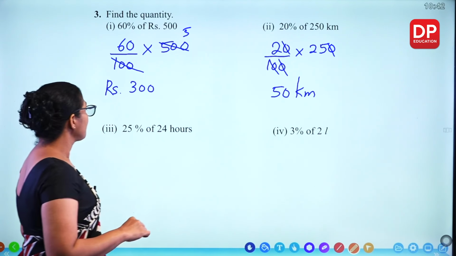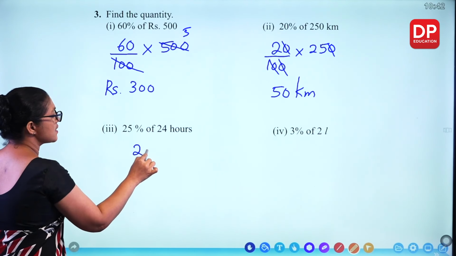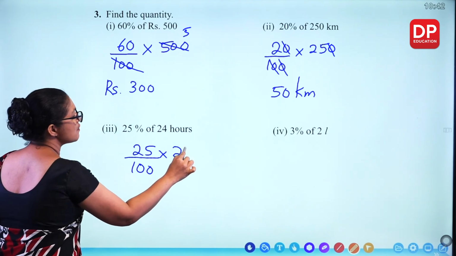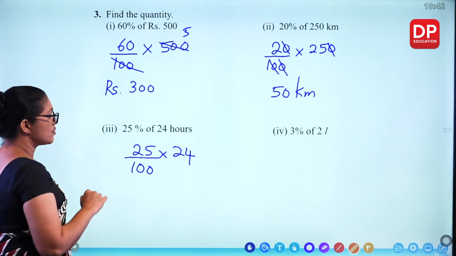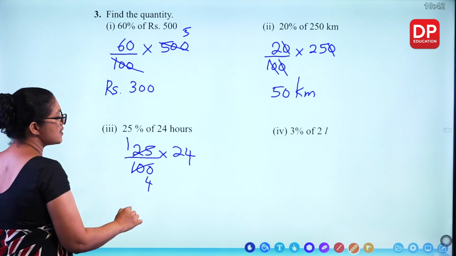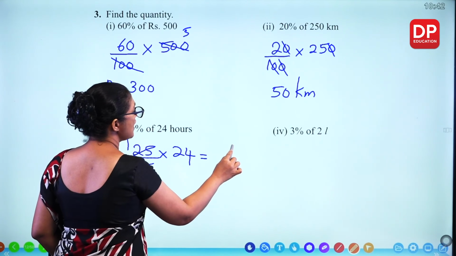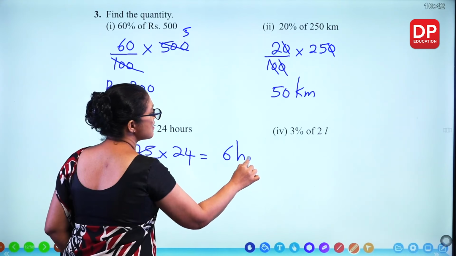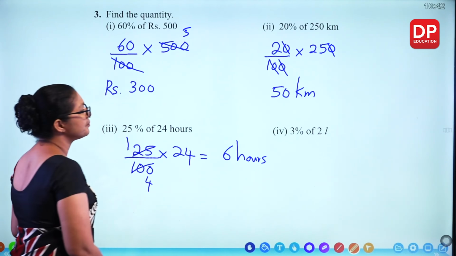This one 25%. 25 over 100 into 24. So 25 times 1, 25 times 4. 24 over 4 is 6. So what's the unit? This is 6 hours.